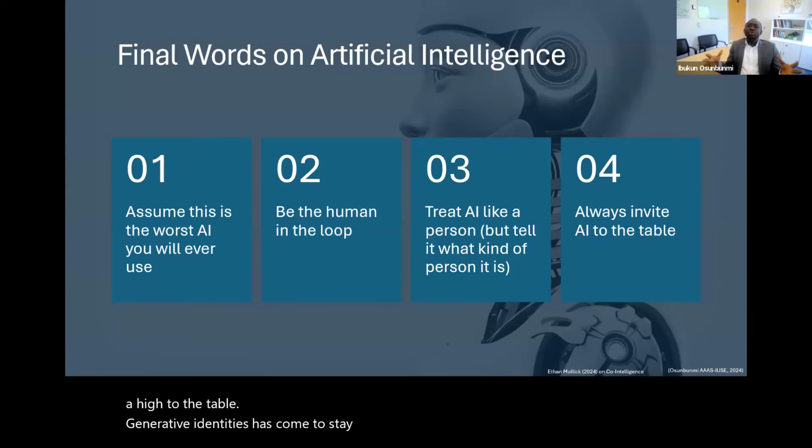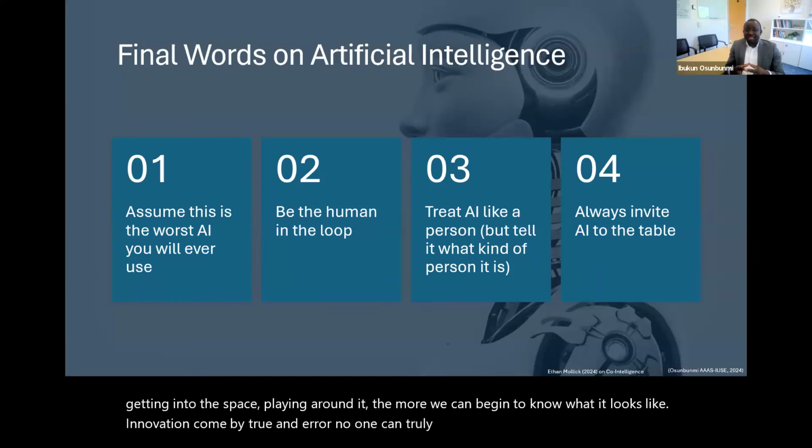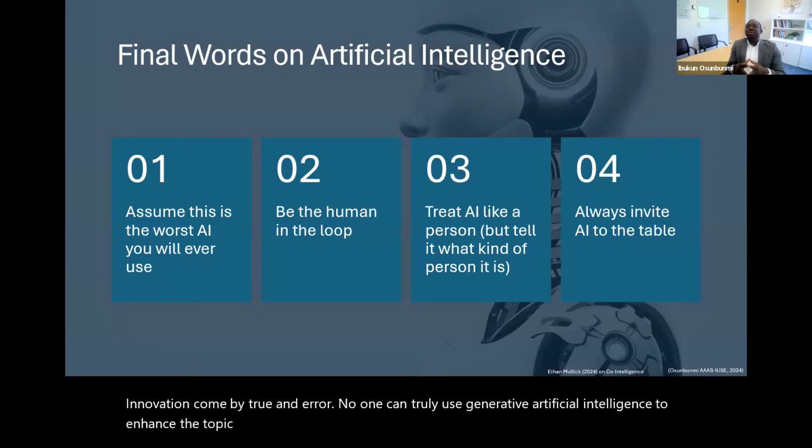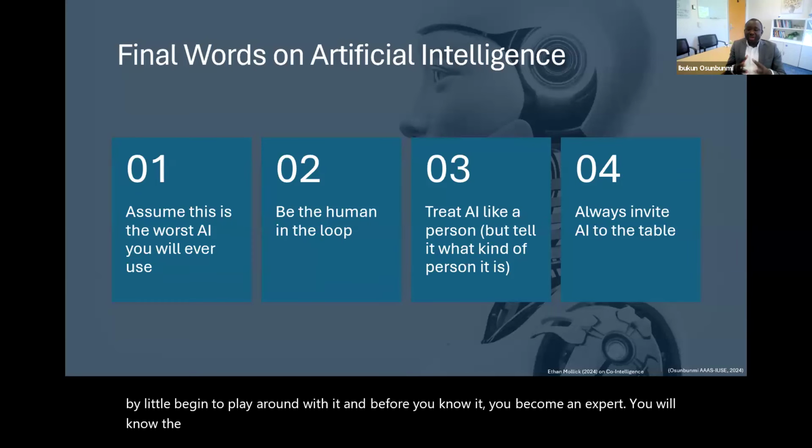So the more good faculty are getting into the space and playing around with it, the more we can begin to know what it looks like. Innovations come by trial and error. No one can truly use generative artificial intelligence to enhance your topic, your course, like you. Interact with it. You don't have to go all the way in. Little by little, begin to play around with it, and before you know it, you become an expert. You will know the boundaries and you will know how you are going to use it.